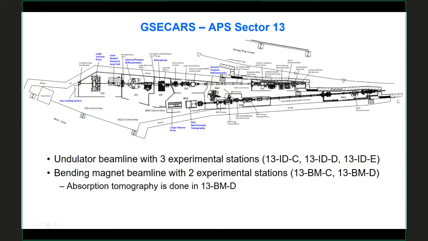And then we have a bending magnet beam line here, and that's split into two. There's a side station here, BMC, which has a big diffractometer as well. And it's used for surface scattering and diamond anvil cell experiments. And then there's the end station, which is where we're going to be working today. And that's got a tomography station and a smaller 250-ton multi-anvil press.